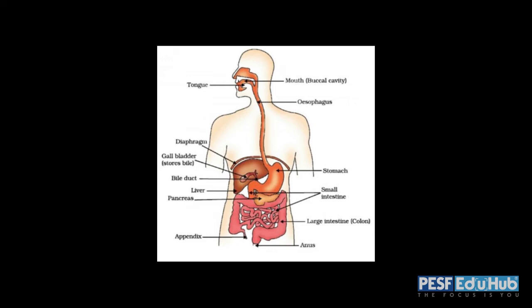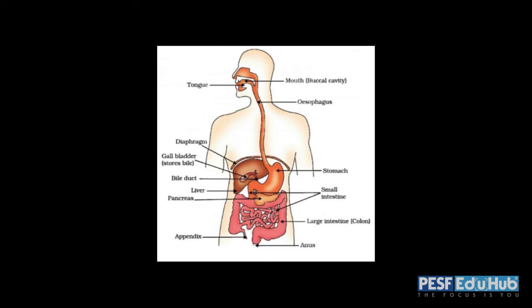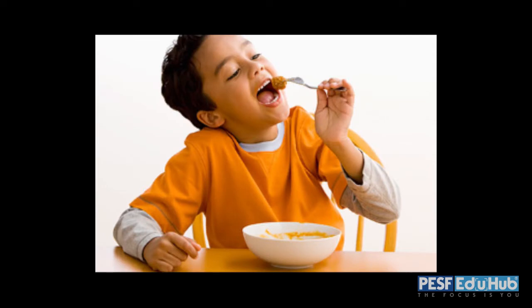The digestive glands secrete digestive juices. The digestive juices contain digestive enzymes. Digestive enzymes help to convert complex food into simple food. That process is called digestion. So what are the major digestive glands? They are 1. Salivary gland, 2. Gastric gland, 3. Liver, 4. Pancreas, and 5. Intestinal gland. They secrete digestive juices containing digestive enzymes. Then the first part of the digestive system, or alimentary canal, is the mouth.